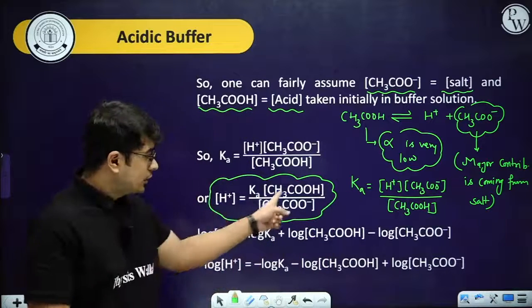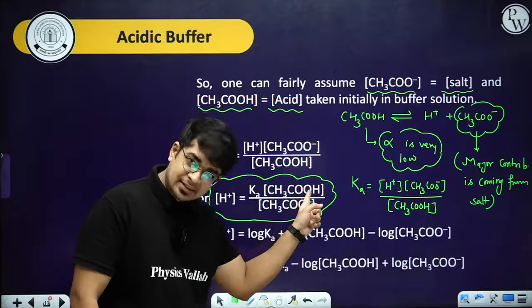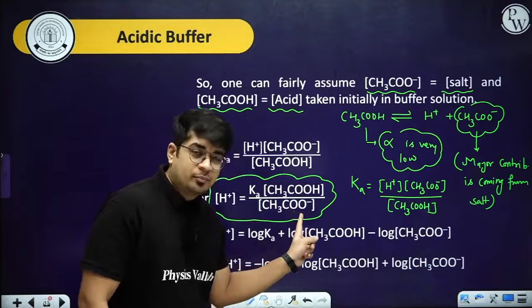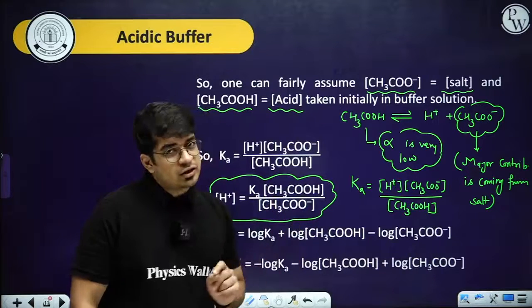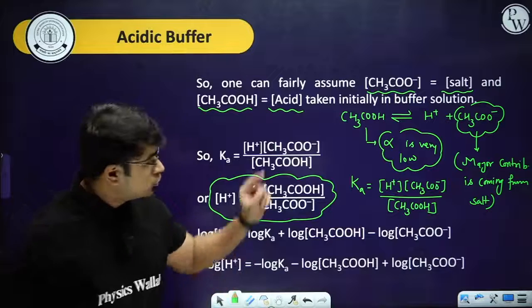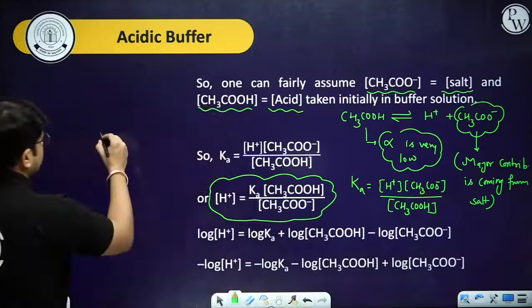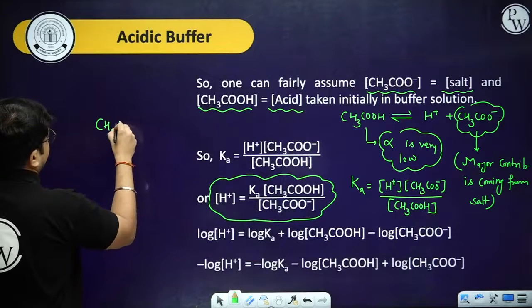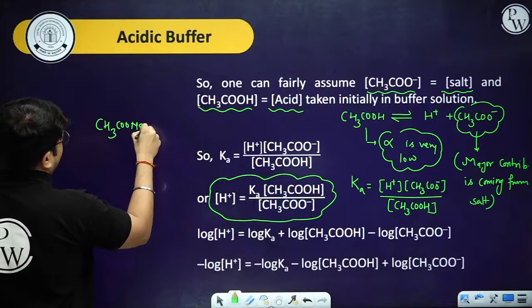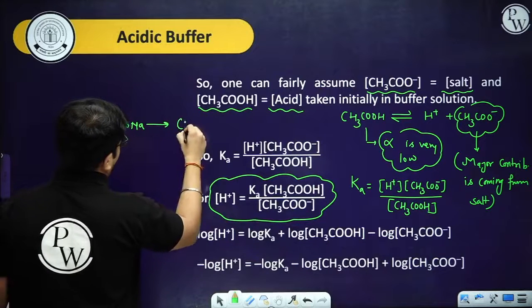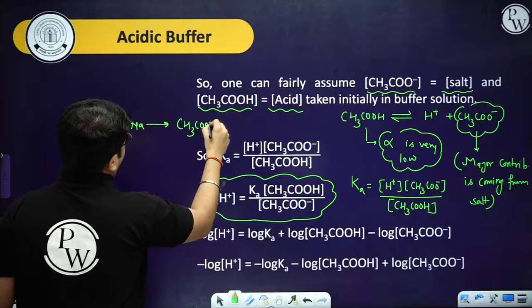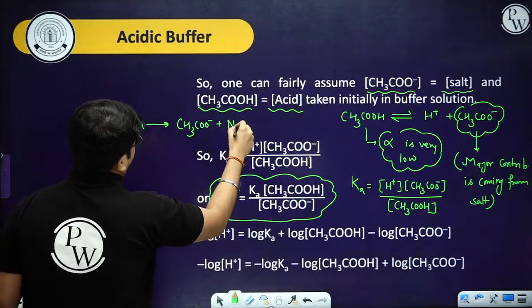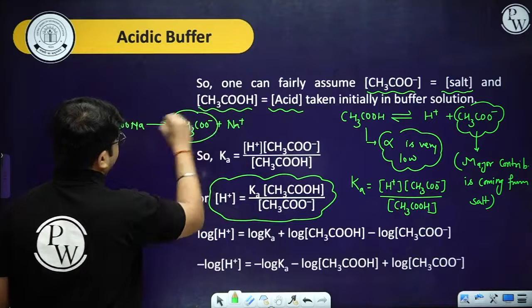Now in this expression, you can say this part is from the acid itself, but this is coming from the salt. Because the acid is feebly ionized, its concentration is not that relevant, but the strong component is already there, which is CH3COONa. It's going to dissociate 100% to form CH3COO negative plus Na positive. So this part is very much relevant.